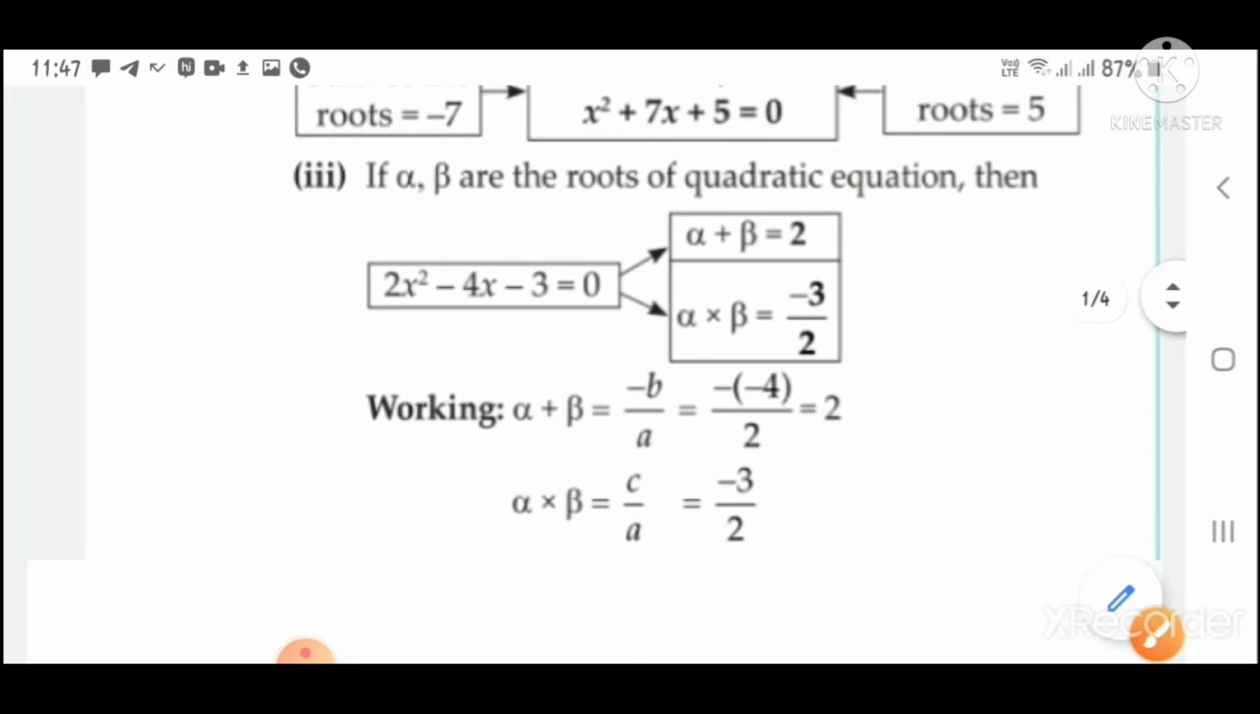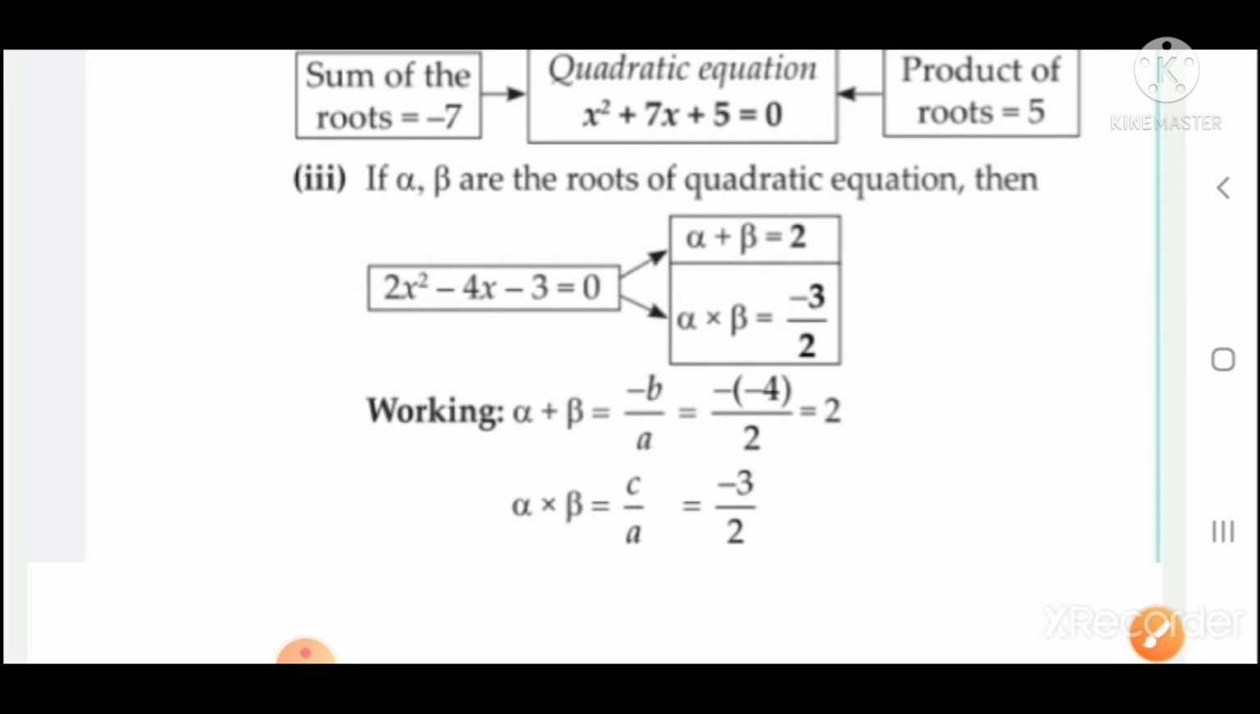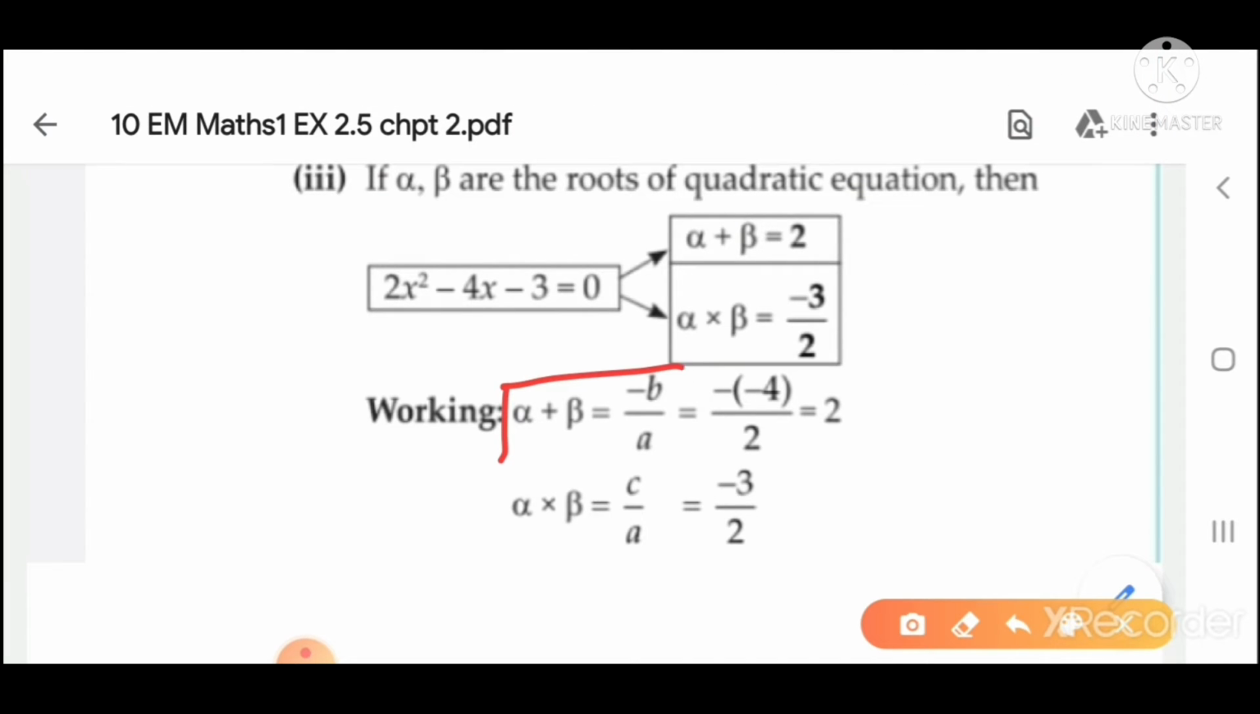So for this you have to remember this formula. Now this formula is very important. Alpha plus beta equal to what, minus b upon a. Remember this. And alpha into beta is equal to c upon a. These are the formulas that you should know. Alpha plus beta equal to minus b upon a, and alpha into beta equal to c upon a.